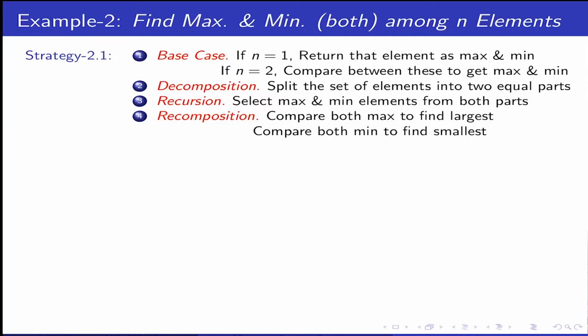How do I find max and mean both among n set of elements? Strategy is simple. For n equal to 1, no comparisons, just return that element as max and mean. If n equal to 2, you need to compare once, right? Because larger is the max, lower is the mean. Otherwise, you split again into 2 equal parts.